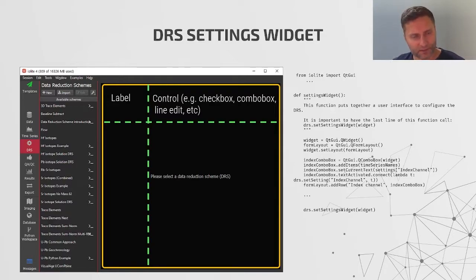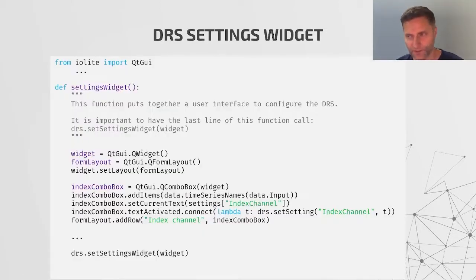We also have these things called line edits, which is basically just a field where the user can type in data, type in a value. It could be a string or it could be some value like a threshold value or a ratio value to use within the DRS. And that's all done via a line edit. So for each control, we have a label and a control, the control widget itself.